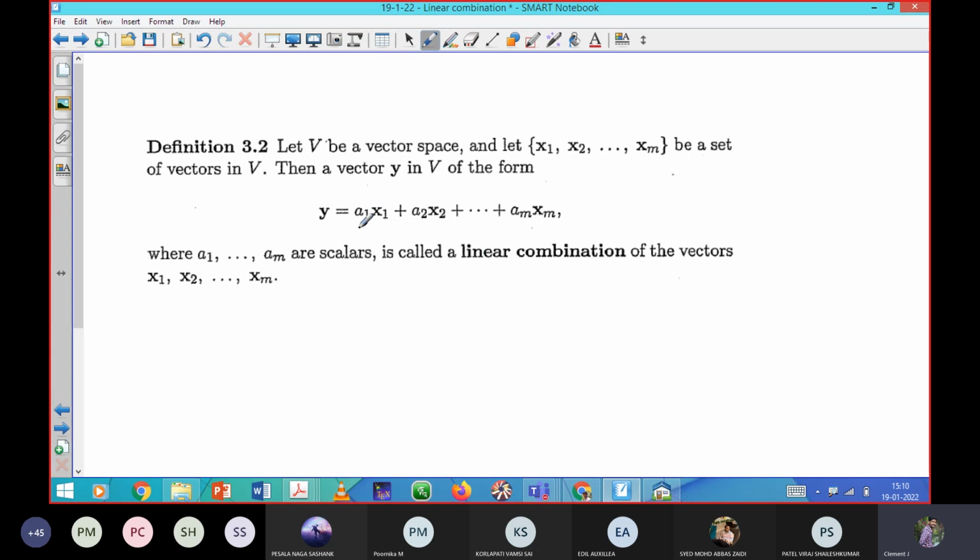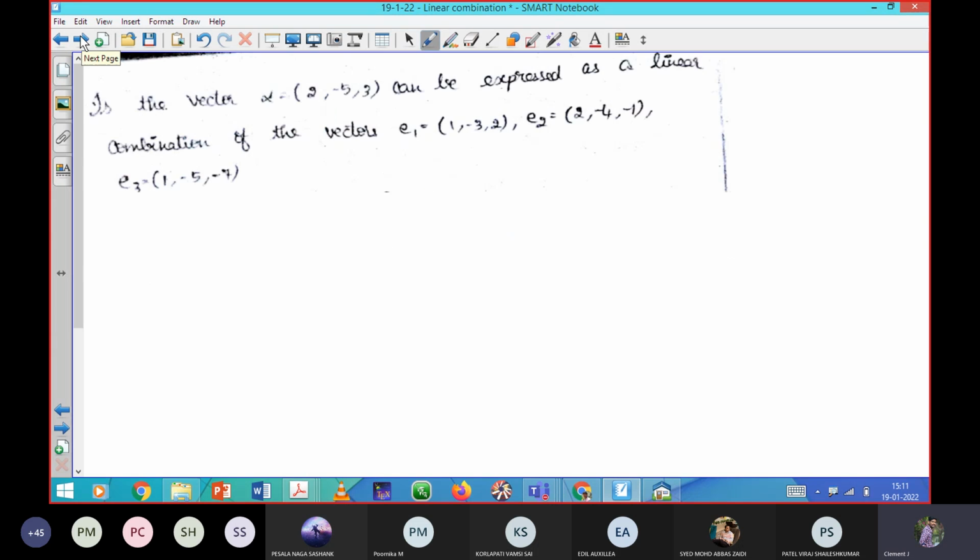Here is the formal definition. a1, a2, a3 up to am are scalars, and x1, x2, x3 are vectors taken from the set V, that is, a vector space. This formation is called a linear combination. So straight away we can enter into the problem, a very easy problem. This session will definitely be a short session, so please listen carefully. Only one problem is more than enough to understand the concept.